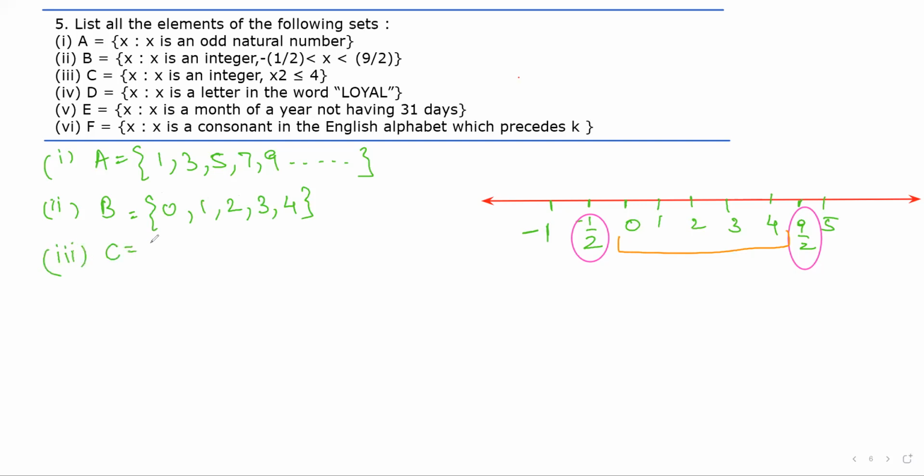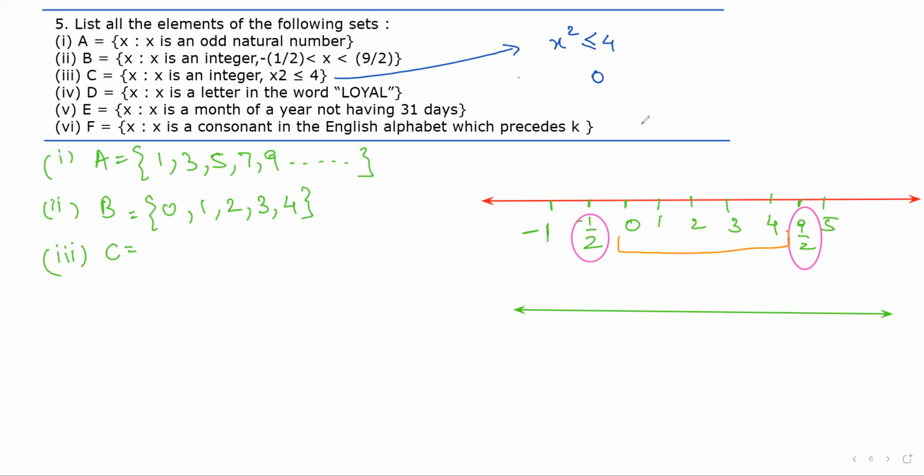C is equal to {x : x is an integer such that x² ≤ 4}. Now x² ≤ 4. Again, let's draw the number line. Ideally, it can be solved with calculation. Your condition is x² ≤ 4, and x is an integer. So let's consider which values will be less than or equal to 4.